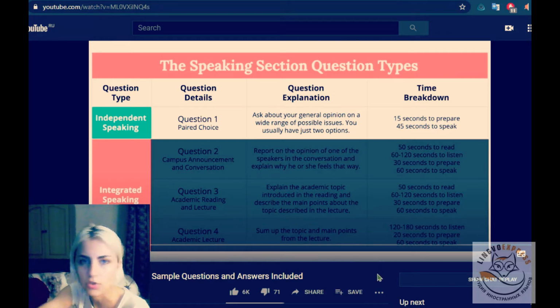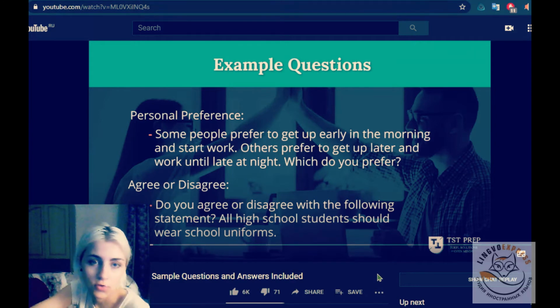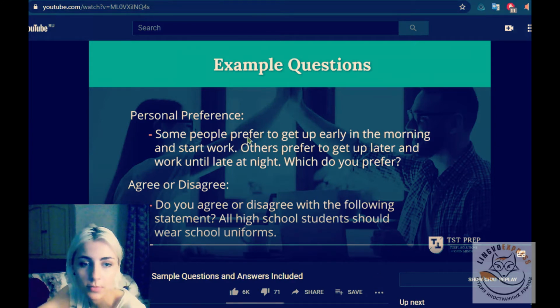Don't overdo it, it's just a general question. Or you can have 2 options to choose from and support one option or the other, doing the same thing with 15 seconds to prepare and 45 seconds to speak. These are 2 example question types. The first is personal preference, as I said, so it doesn't have 2 options, you just answer the question. For example, some people prefer to get up early in the morning and start work, others prefer to get up later and work until late at night. Which do you prefer? Basically, you choose this option and you describe why.